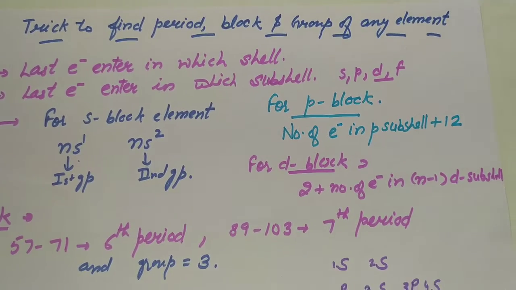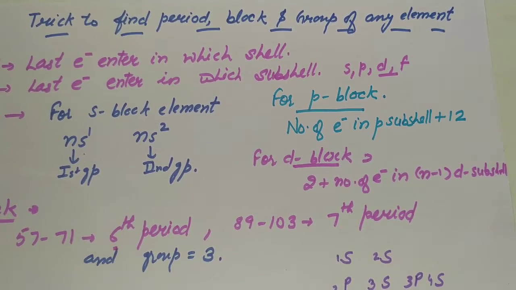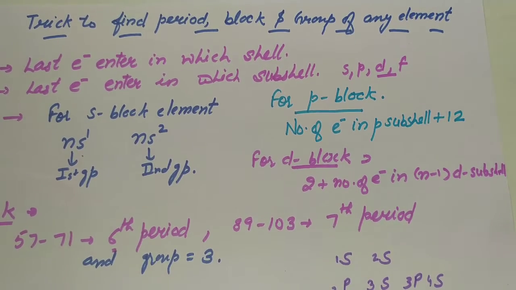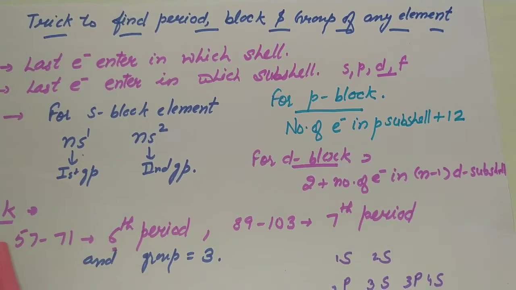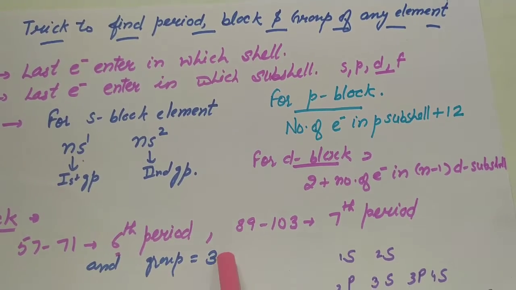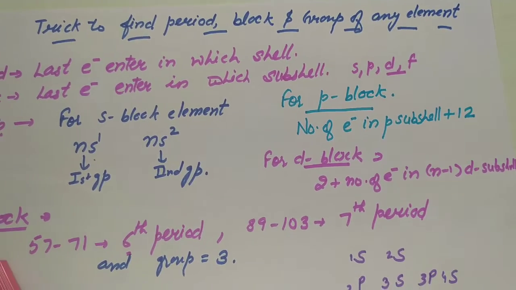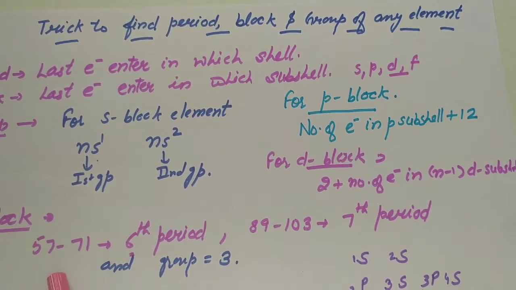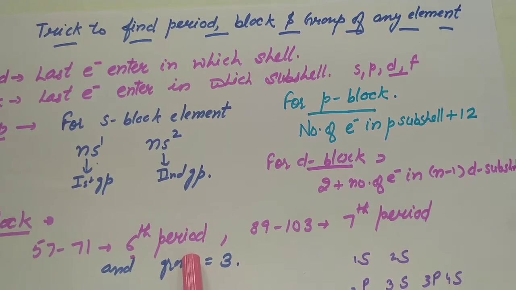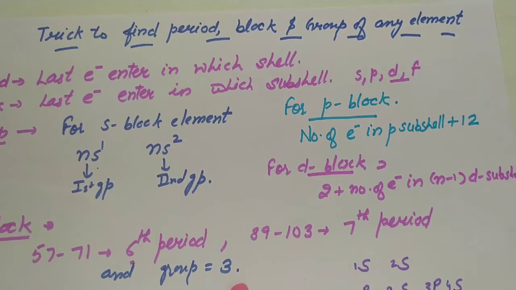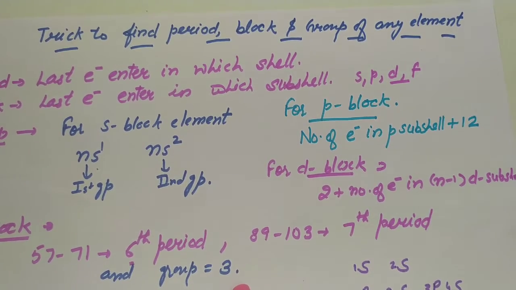In case of F block elements, there are only 2 periods because there are 2 series, the actinide and lanthanide series, which are just below the periodic table. These are the 6th period and 7th period, and these F block elements belong to only group 3. So there is no confusion for F block elements. If the atomic number lies between 57 to 71, it belongs to the 6th period. If 89 to 103, it belongs to the 7th period, and the group is 3.